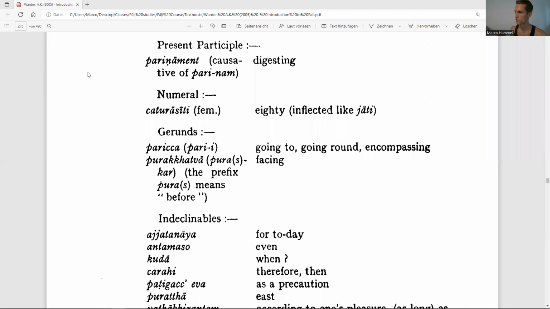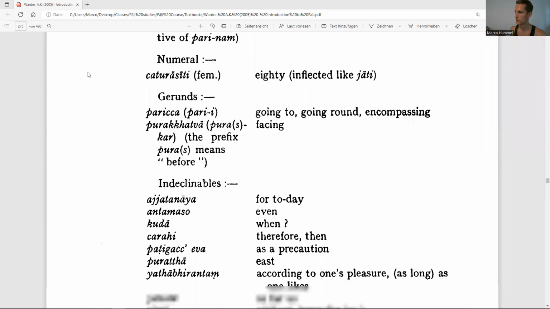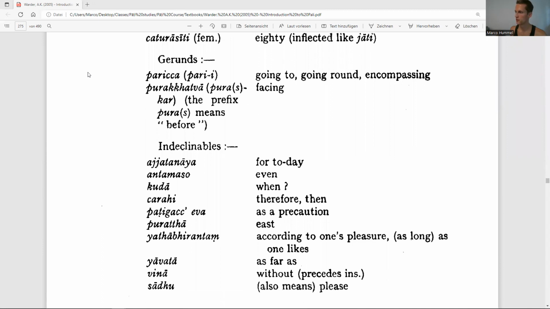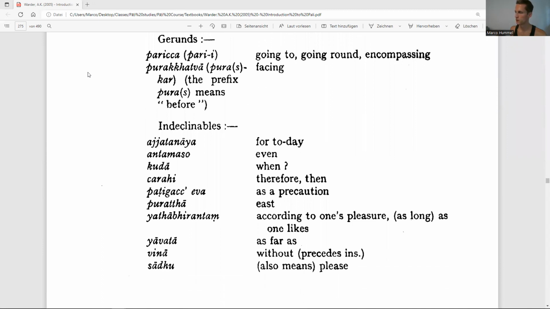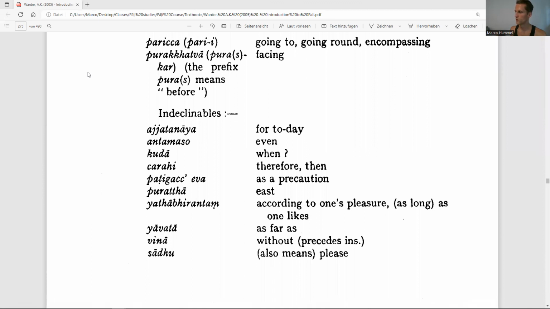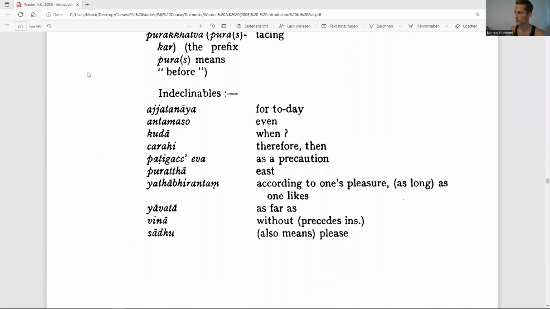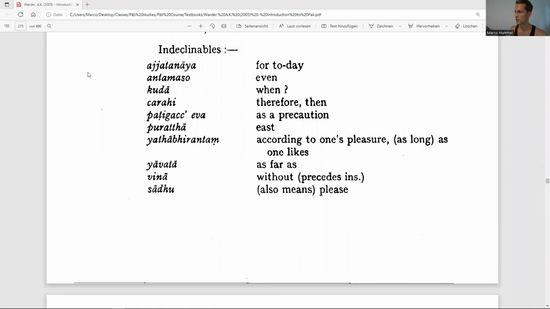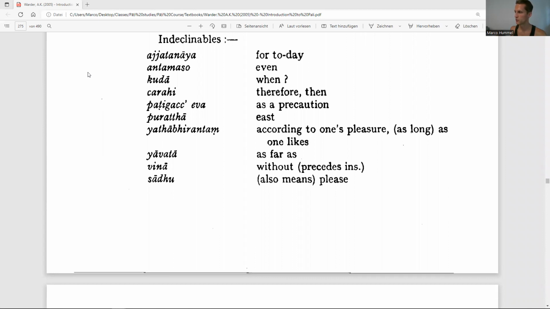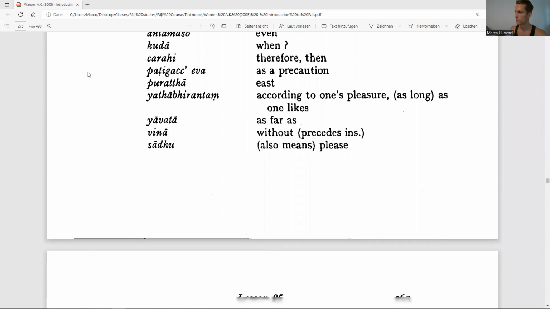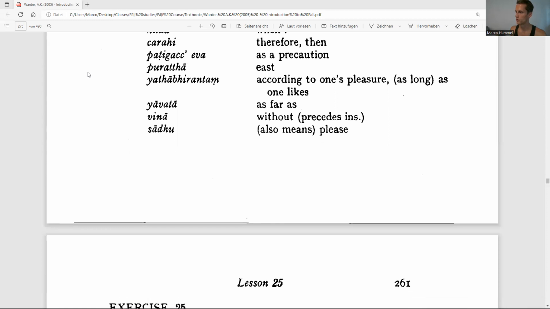Parinament, so the causative of parinam, digesting. Numeral: chaturasiti, 80, inflected like jati. And gerunds: paricha, going to, going round, encompassing. Purakatva, facing. The prefix pura or puras means before. And indeclinables: achatanaya, for today. Antamaso, even. Kuda, when. Achadahi, therefore or then. Partikacheva, as a precaution.